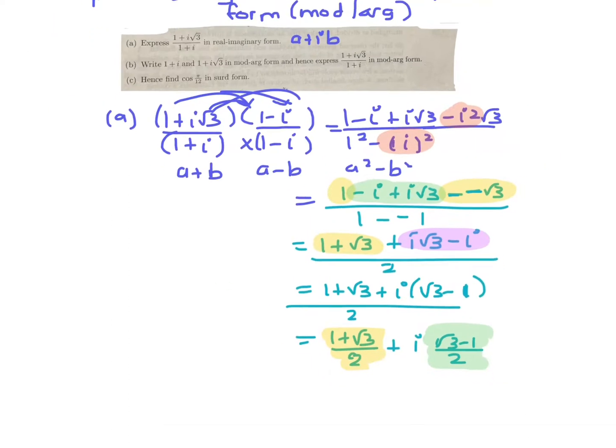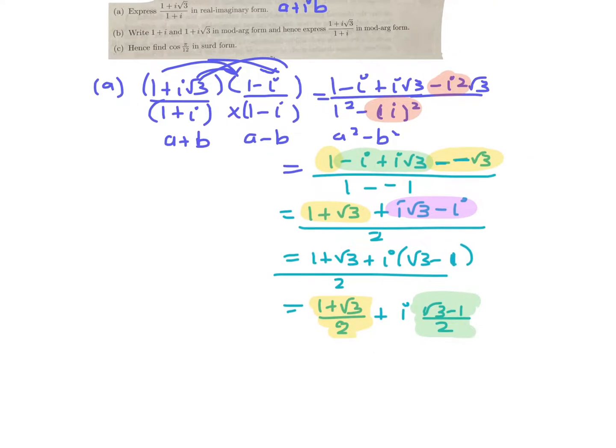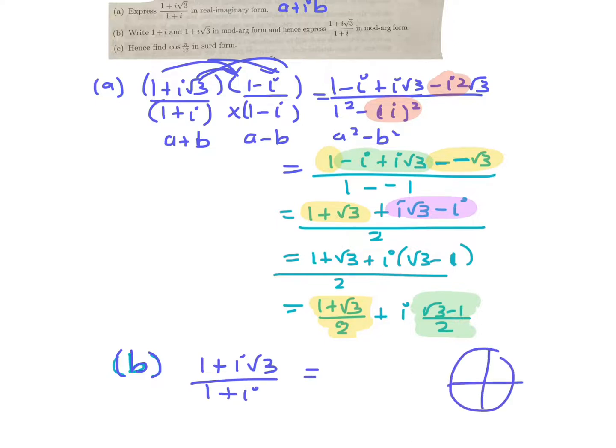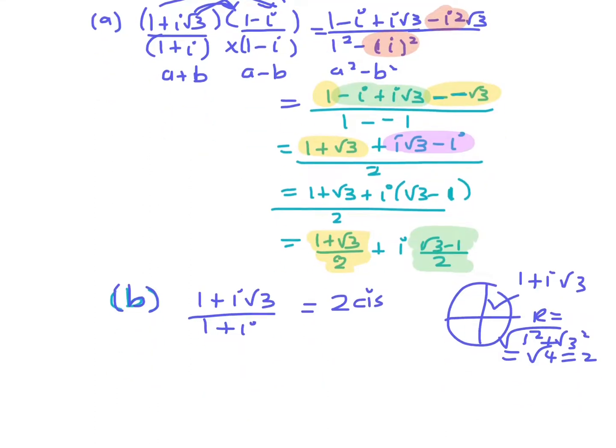Okay, now part B, we're going to do the same thing, but we're going to do it using mod arg form. So the first one, if you plot 1 plus i root 3, that's in the first quadrant. So r is going to be the square root of 1 squared plus root 3 squared, which is root 4 or 2. Okay, and then it's going to be cis, so we have to find that angle.